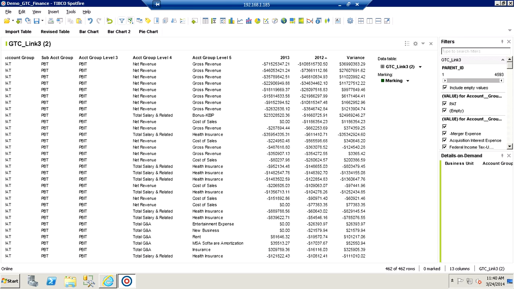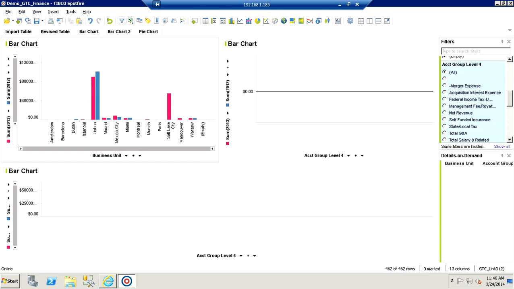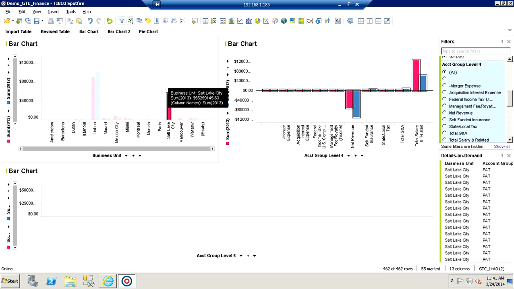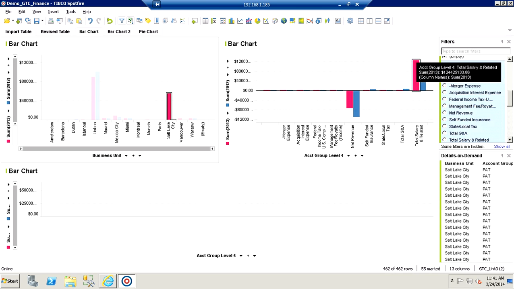One of the ways we can interact with our data is through a bar chart visualization, with details visualizations which populate on demand, as I will demonstrate. We see here our bar chart showing the various business units. If we would like to further analyze one of our business units, for example, Salt Lake City, we can simply click on our Salt Lake City bar, and our details visualization populates on demand, showing the associated account level 4 information from our chart of accounts and the figures for 2012 and 2013.